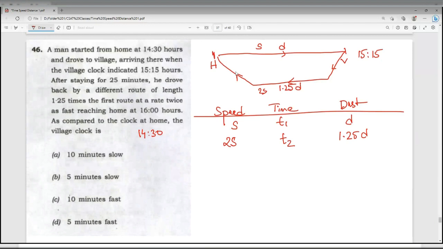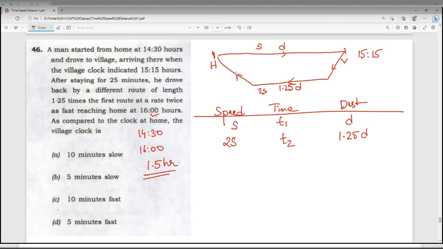So let's calculate. We know that once he reaches his home, the time shown at home is 4 o'clock, that is 1600 hours. So from 14:30 to 1600 hours is the total time he is traveling. So this is 1.5 hours. So he's taking 1.5 hours to go from home and come back when he reaches home.